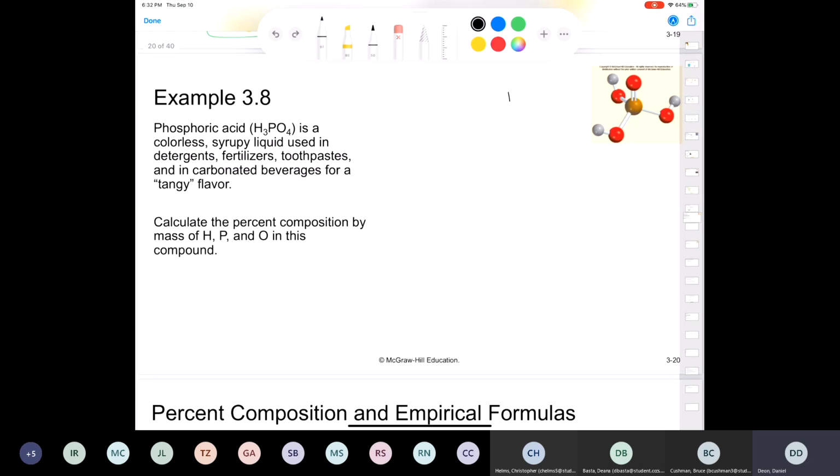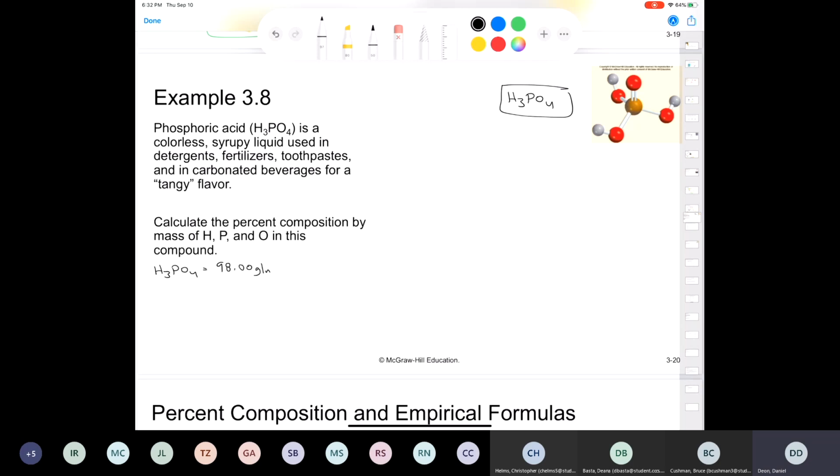This is H3PO4, okay, phosphoric acid. It's a colorless, syrupy liquid used in all kinds of things, detergents, toothpaste, and it's found in carbonated beverages. Anyhow, it says calculate the percent composition by mass of hydrogen, phosphorus, and oxygen in this compound. I'm going to go ahead and give you the molar mass of H3PO4. So the molar mass of H3PO4, I've already done it, is 98.00.